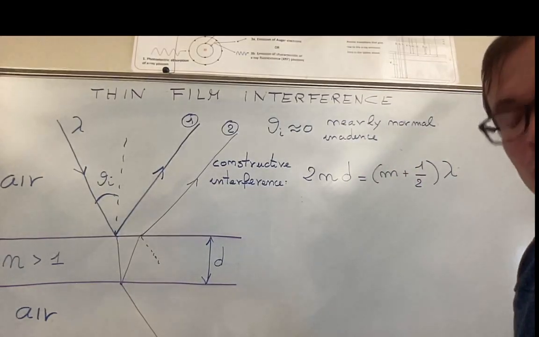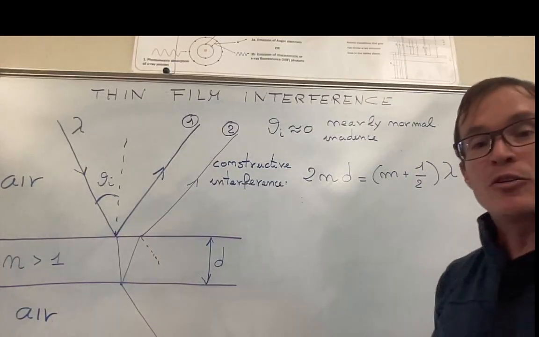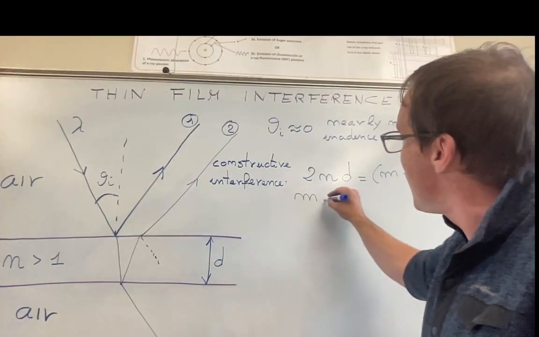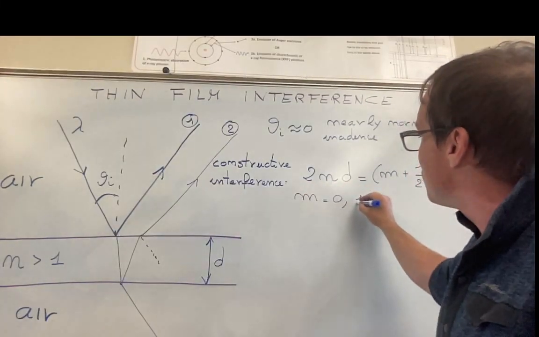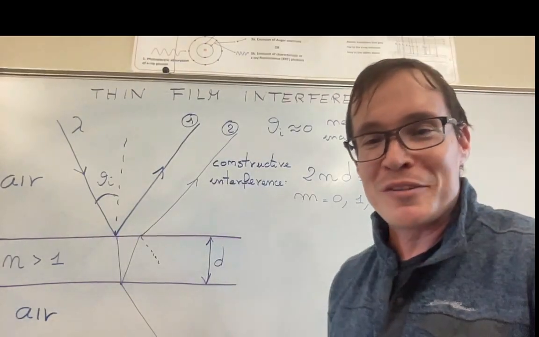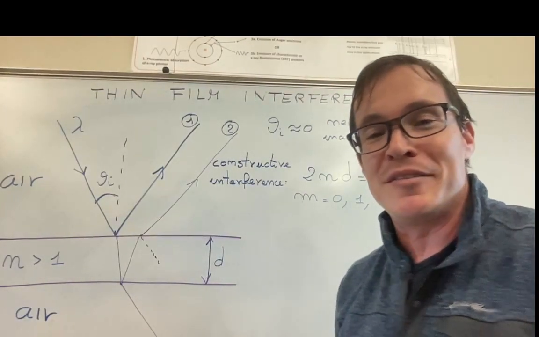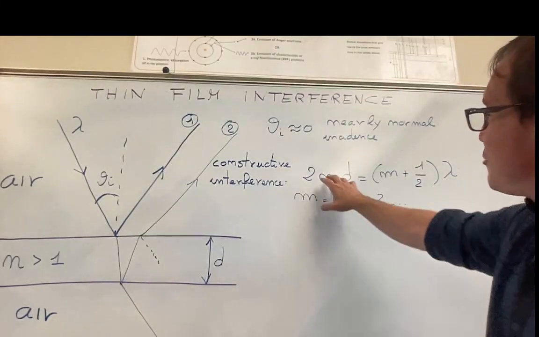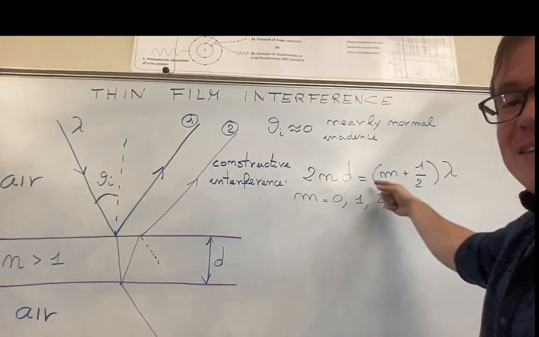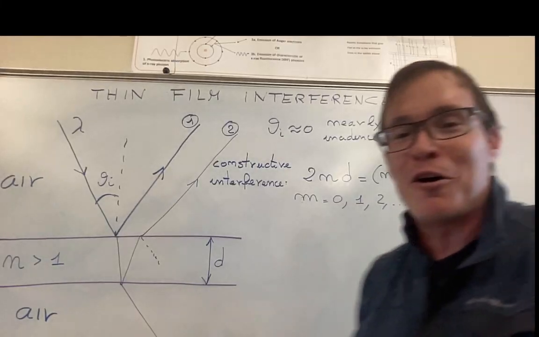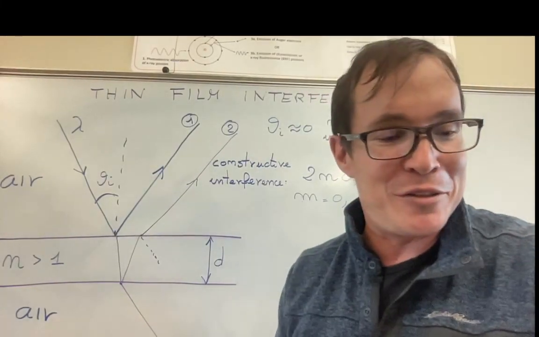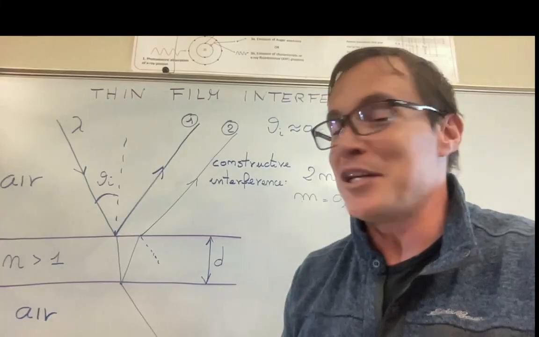Okay? So this is the key result for constructive interference, where this m can be equal to 0, 1, 2, or so on. But just for simplicity, let us focus on m equals 0. So this means that this quantity 2nd must be the same as 1/2 of the wavelength, or with some other integers, the situation will change a little bit.